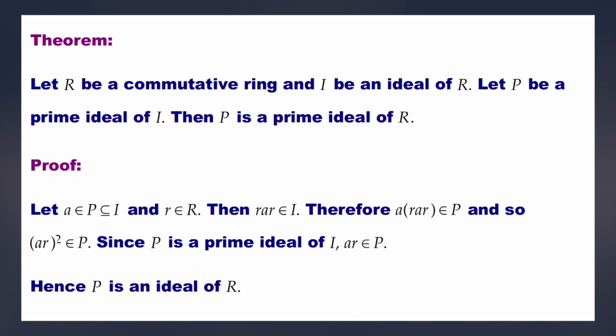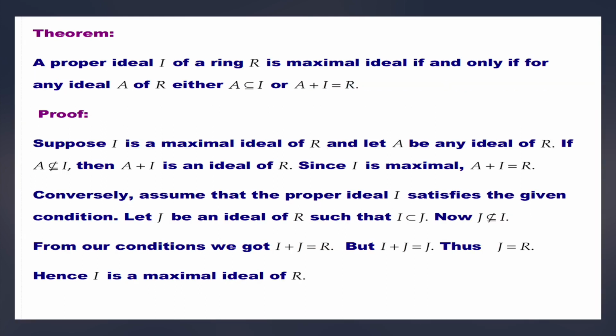Proof: Let a belong to P, which is a subset of I, and r belong to R. Then rar belongs to I. Therefore, a times rar belongs to P, and so (ar) squared belongs to P. Since P is a prime ideal of I, ar belongs to P. Hence, P is an ideal of R.